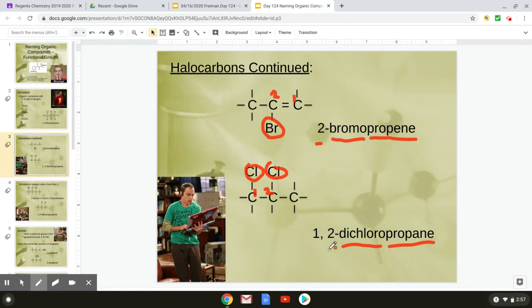So it's very specific. It's a propane, 3 carbons, dichloro, 2 chlorines. Where do the chlorines live? First carbon and second carbon. A very specific address of how we write it and how we name it.